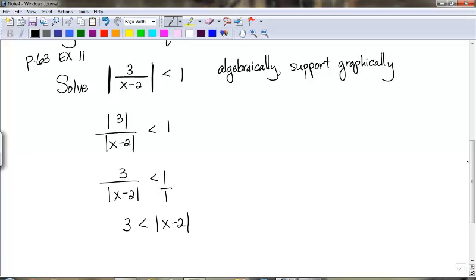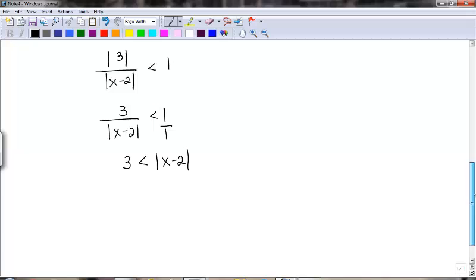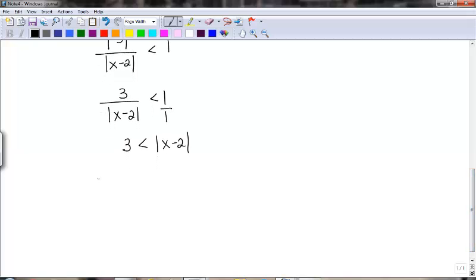Everybody okay so far? I'm actually going to rewrite this so that it's on the left side, because it looks like this in your notes: absolute value of x minus 2 is greater than 3. Now you have to go back and remember the rules for this symbol for absolute values.